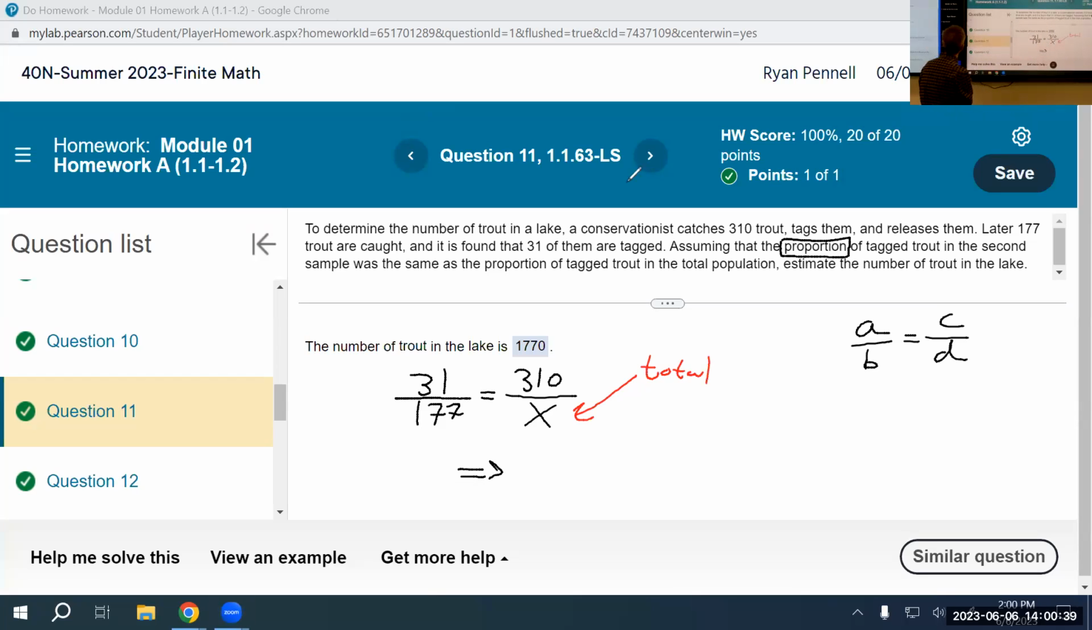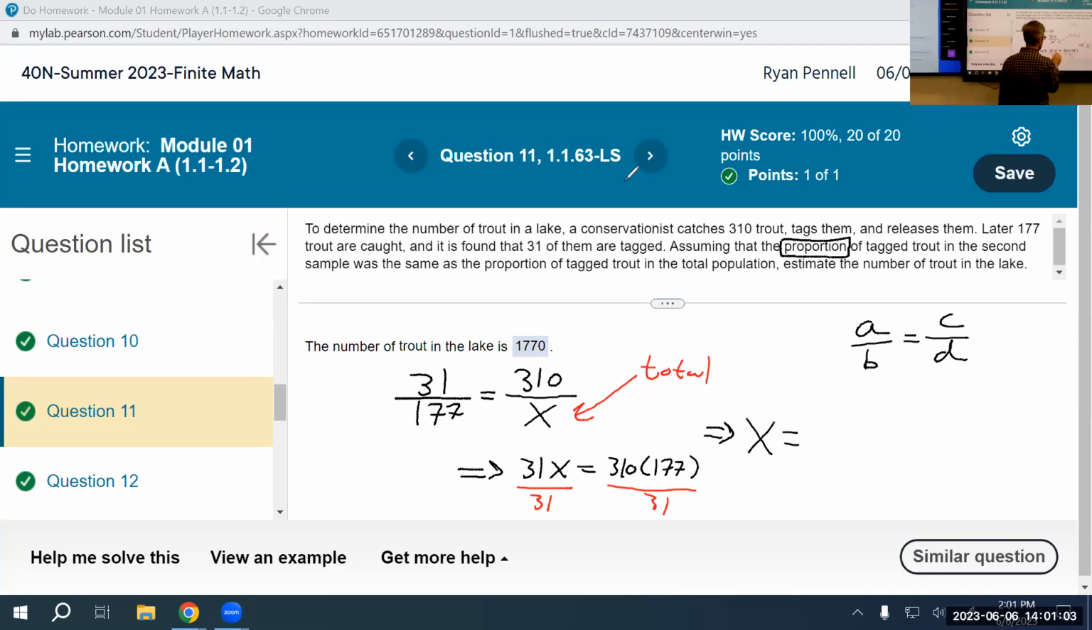Okay. So how do you solve for that? Well, you can cross multiply. So you would multiply both sides and you get 31x equals 310 times 177. And then you divide both sides by 31. And you get x equals 310 times 177 over 31. And I think that equals 1,770 fishies.